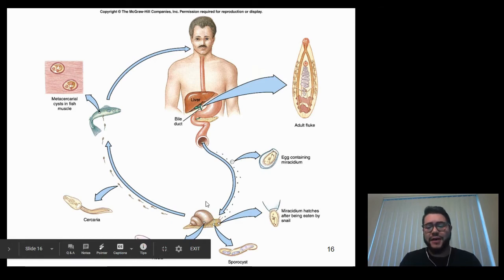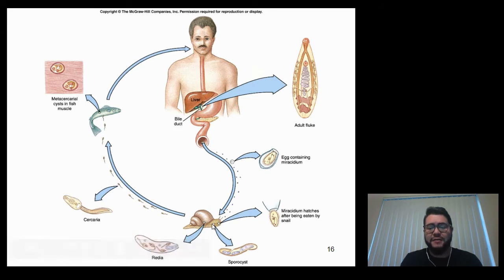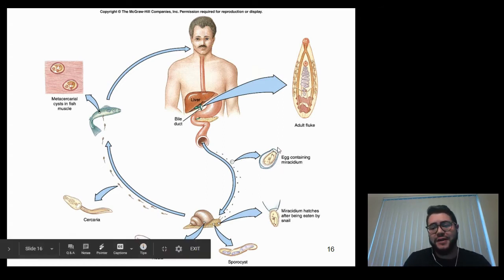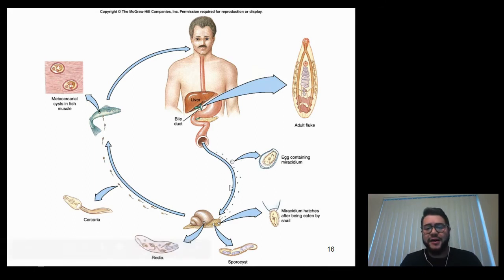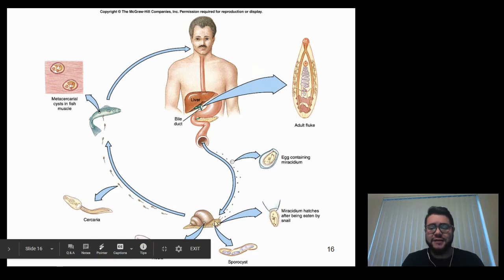then it would be picked up by a snail. Oftentimes it lives in the foot of a snail for a small amount of time until it can form different stages of its life, right? So the egg comes out containing a miracidium, it hatches, and it ends up being eaten by the snail, lives in its foot. Next, it produces a cercaria, which is the next stage of its life cycle.